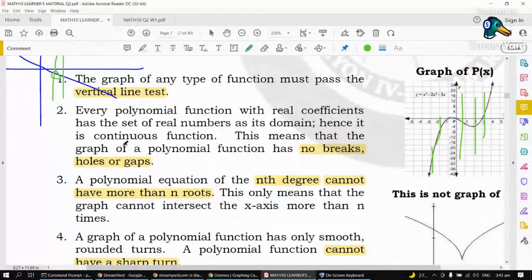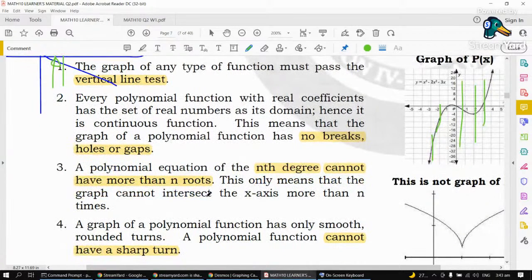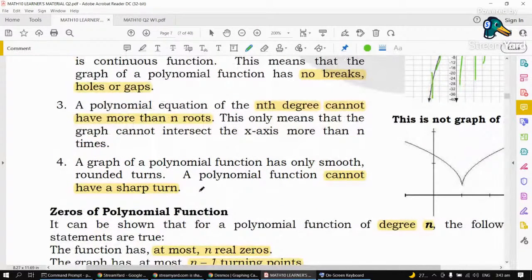The polynomial equation of the nth degree cannot have more than n roots. So, kapag ang pinakamalaking exponent is 5, hindi ka pwede magkaroon ng 6 na roots. Hindi pwede yun. The polynomial function of the nth degree cannot have more than n roots. No, it only means that the graph cannot cross the x-axis more than n times.